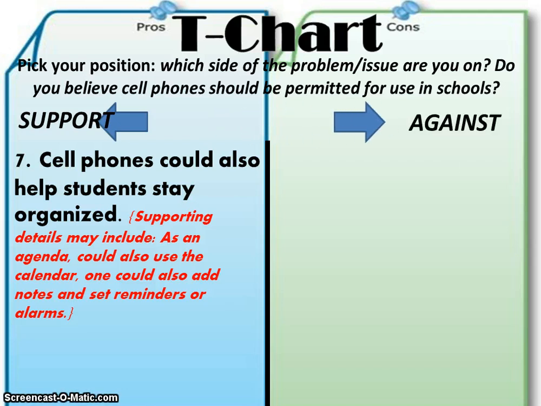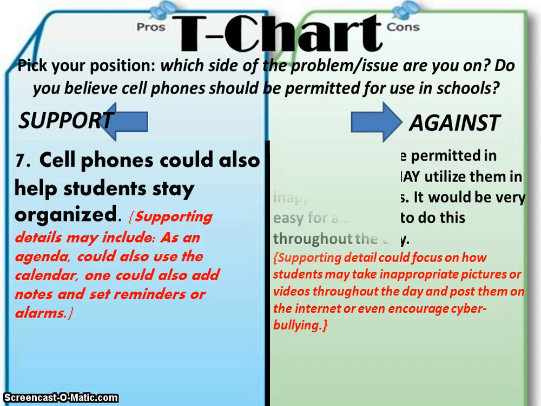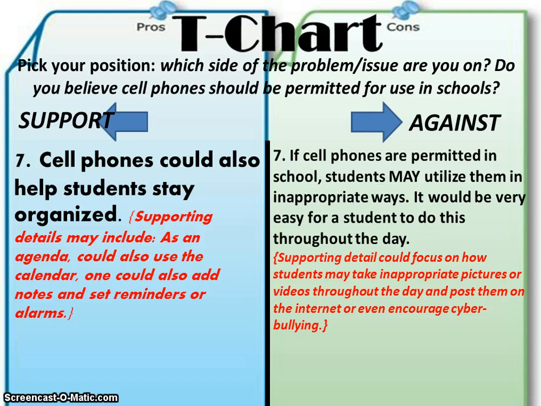But if I'm against having cell phones in school, I might want to think about that if the phones are permitted, students may utilize them in inappropriate ways. It would be very easy for a student to do this throughout the day. And this we could expand a lot on. Think about all the inappropriate pictures or videos that might be taken, maybe using the internet at inappropriate times. It might also lead to cyberbullying. So this is something that you might want to think about if you're against having cell phones in school.